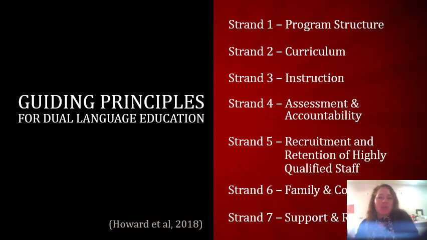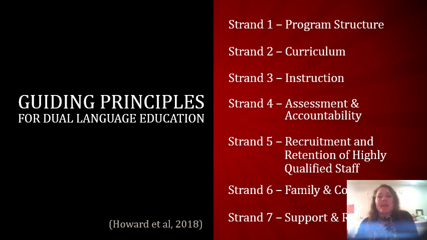One of the best resources for dual language education are the guiding principles for dual language education. Those are 7 strands or 7 components that, when implemented correctly, help to ensure the success of your dual language program. And they actually have rubrics that you can rate yourself to say how well you're doing on that strand, and if there's room for improvement, which usually there is.